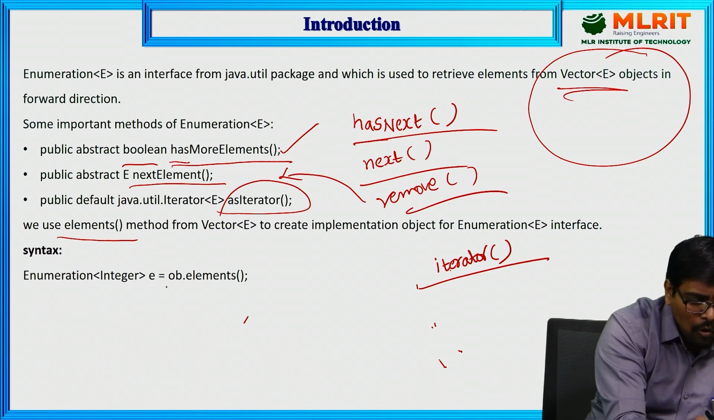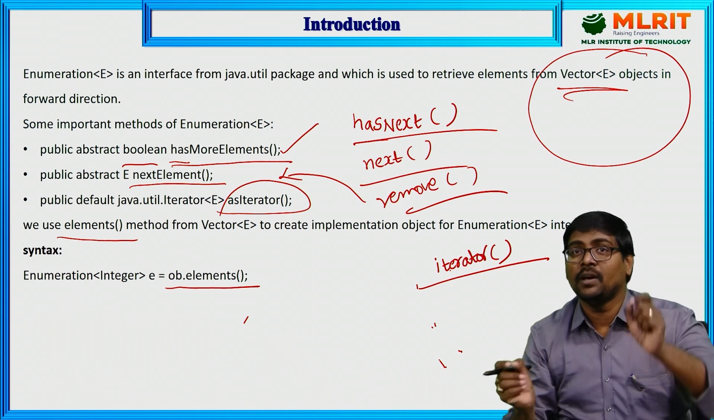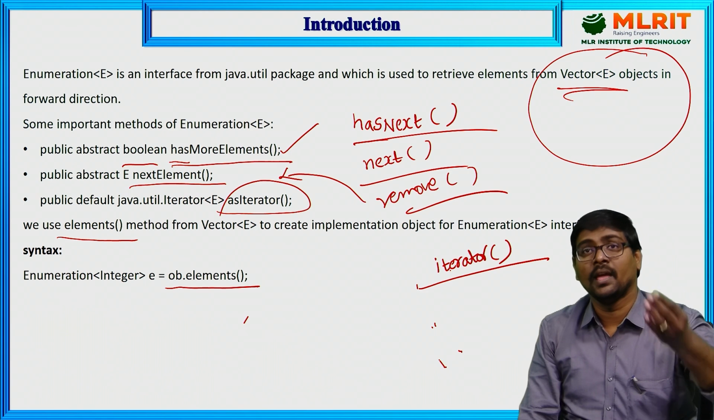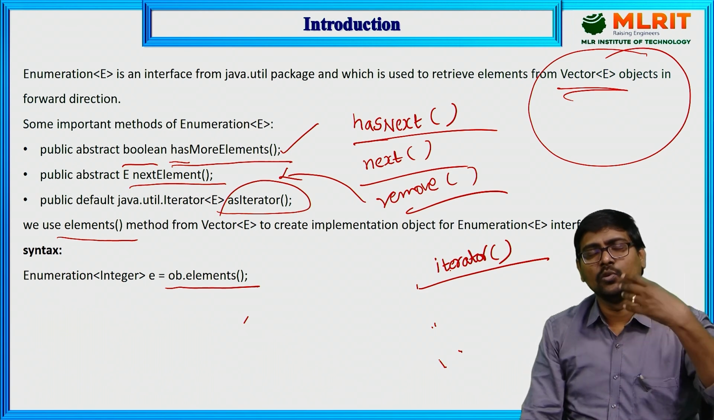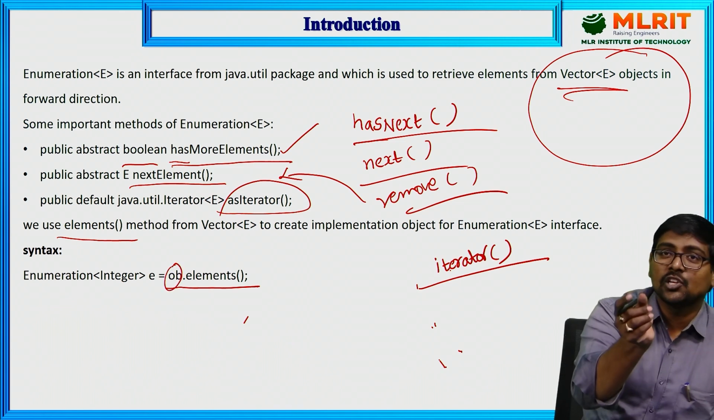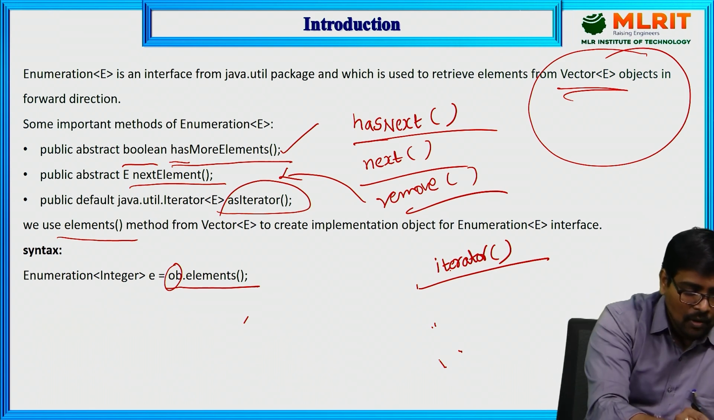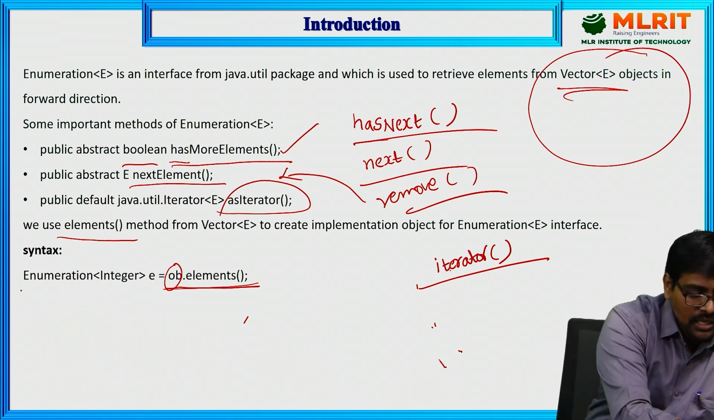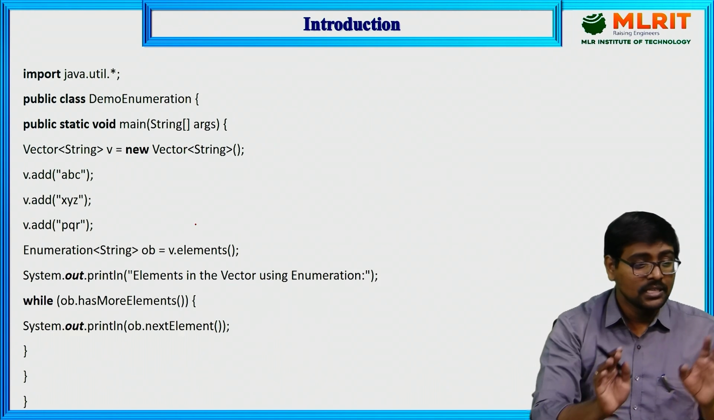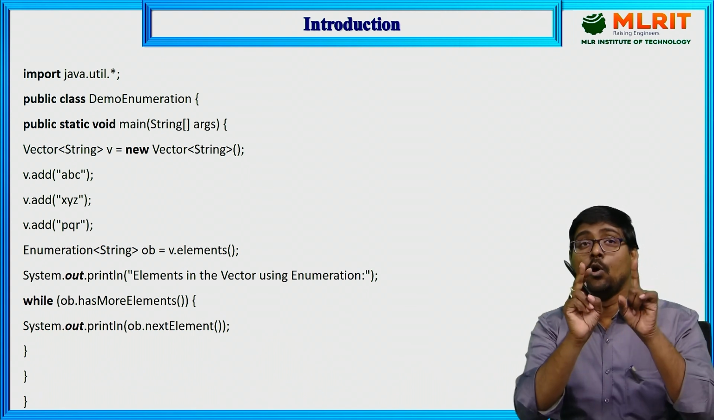See, ob.elements. What is ob? An object that we created for any collection. Generally, if it is an iterator, ob is an object for either a HashSet, LinkedHashSet, TreeSet, ArrayList, whatever it is. In this example, ob is a collection object, a Vector. ob is an object for the Vector. Dot elements. Now, this Enumeration object is applied. Here in my example, I am using Integer. Our example is applicable for only Vectors.